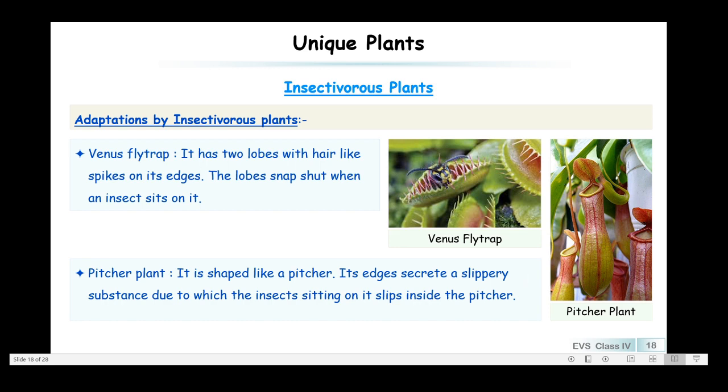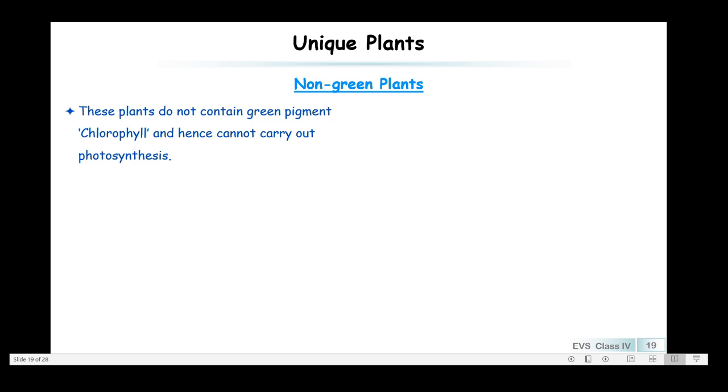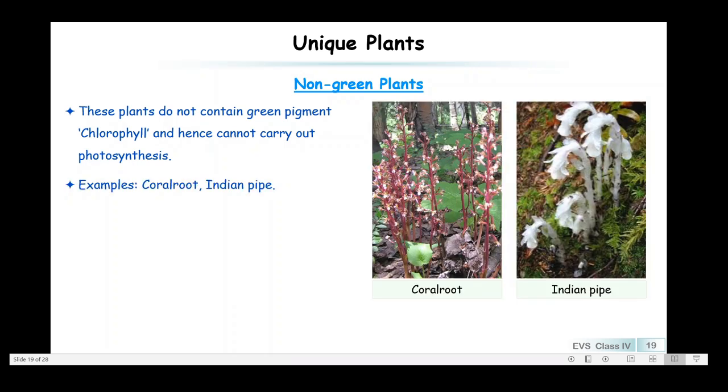So next we have, in next category, we have non-green plants, right? As the name suggests, non-greens means they do not have chlorophyll, right? So these plants do not contain green pigment chlorophyll and hence cannot carry out photosynthesis. Examples are coral root and Indian pipe.